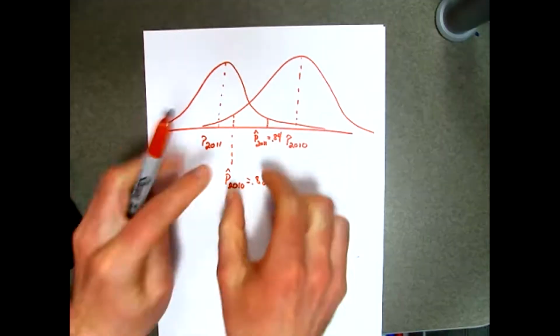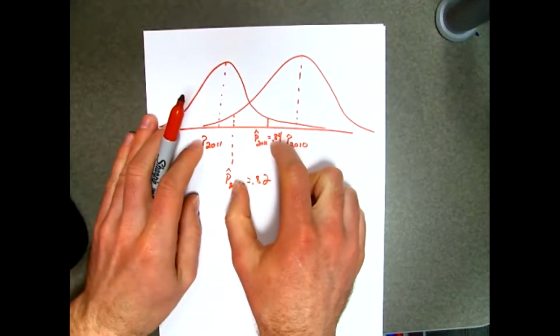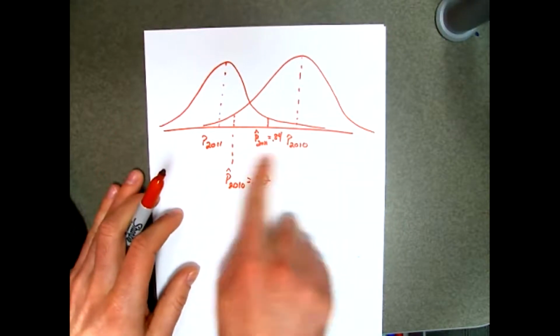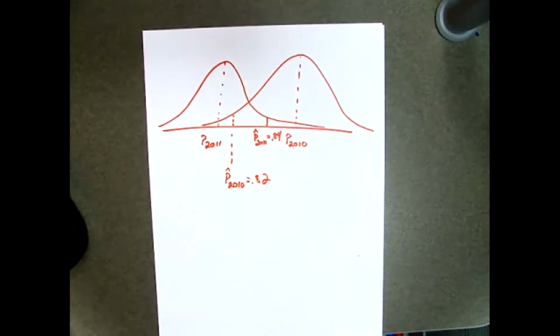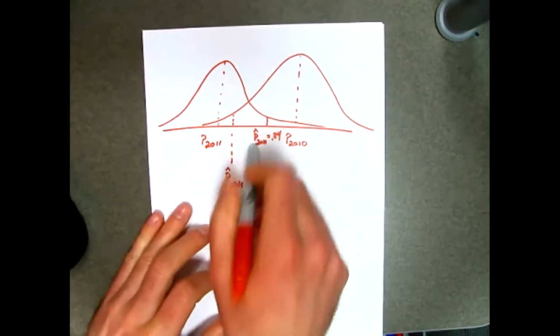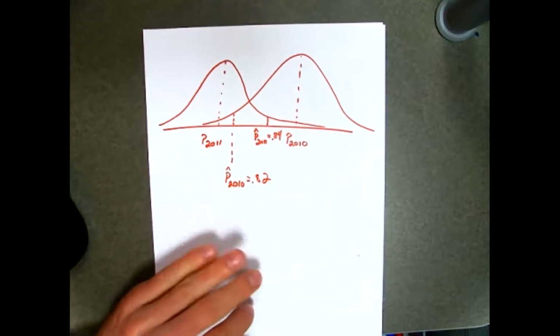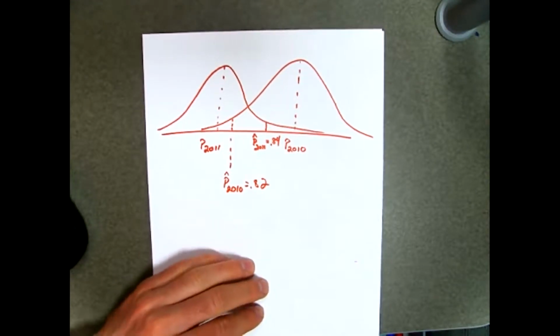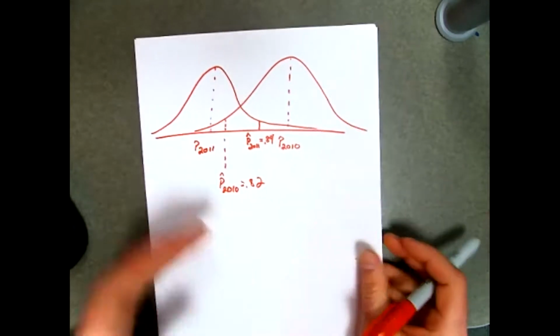So even though we found a sample difference that was positive, it still very well could be the case that the actual difference, 2011 minus 2010, could be negative. But if our confidence interval had only included positive values, then we could have said that with 99% confidence, it must be that the true population proportion in 2011 was higher. But based off the sample evidence we found, we can't say that. So can't really say a whole lot there.